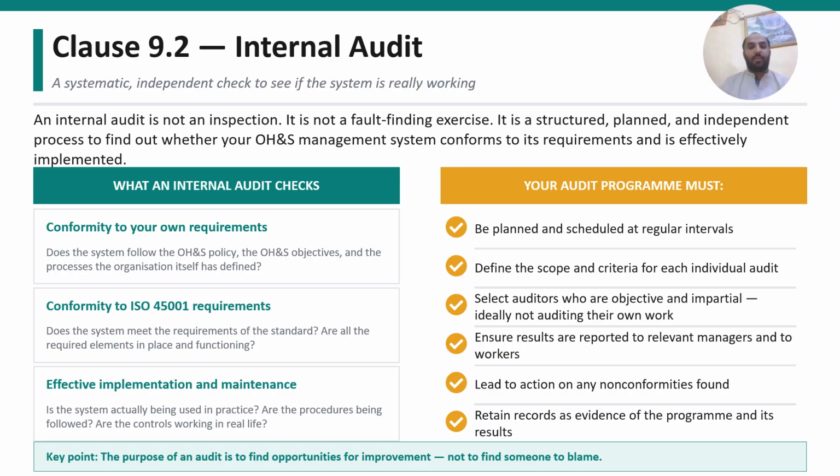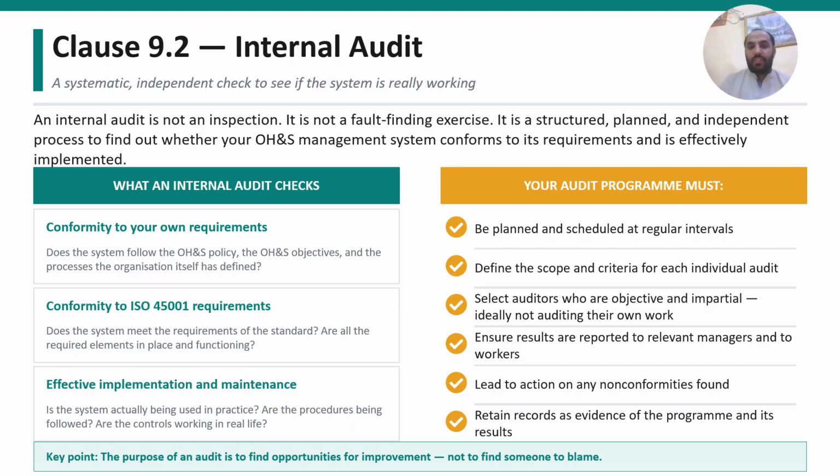Any nonconformities found during the audit must lead to corrective actions. The audit result is not the end of the process. It is the beginning of improvement. Remember this. And records of the audit program and the audit result must be retained as documented evidence.